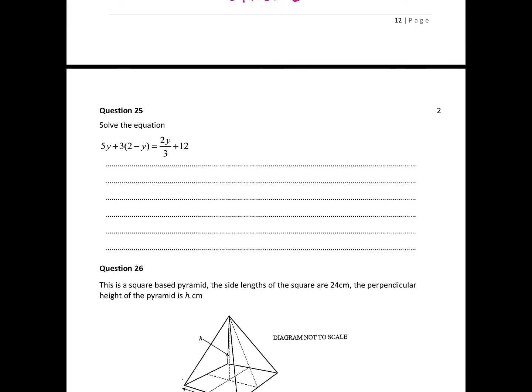Right, question 25, solve the equation. Okay, so just be very careful with this one. Make sure you are moving the signs across from one side to the next correctly. Take your time. I'm first going to expand this bracket, and I've got 5y plus 6y minus 3y is equal to 2y over 3 plus 12.